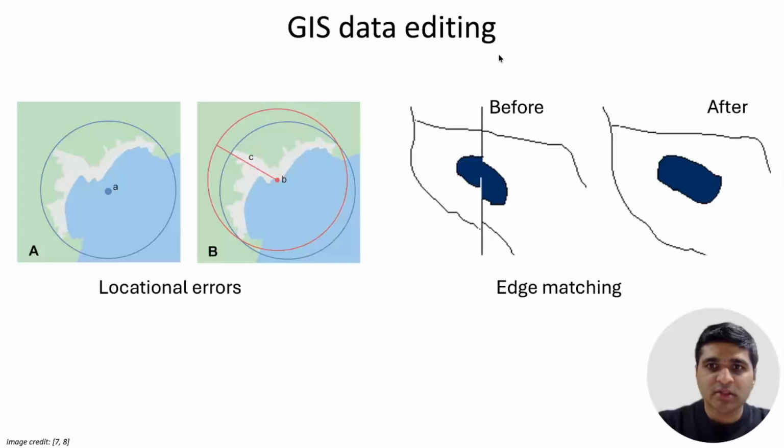Edge matching is another step needed when multiple map sheets cover an area. Because of small digitizing or referencing differences, features like roads may not join properly at the edges. Edge matching adjusts this so they connect smoothly, forming a continuous map. These editing steps may seem basic, but they are very important. They help us to build an accurate GIS database, which is the foundation for all further analysis and mapping tasks.